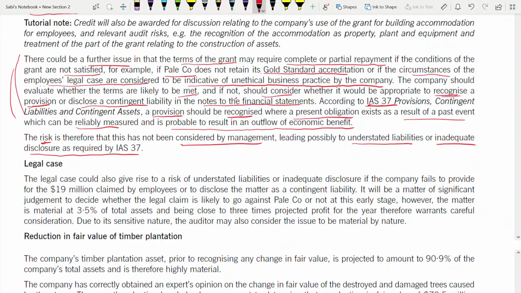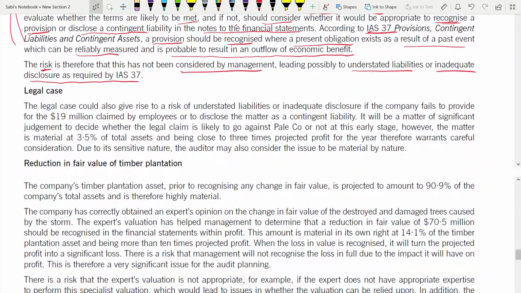Now we are going to the legal case. Okay. A legal case could also give rise to a risk of understated liability. Because if you're not recognizing that legal case, that means your liability is understated. So it's a risk, or also inadequate disclosure, if the company fails to provide for the 19 million claimed by employees or to disclose the matter as a contingent liability.